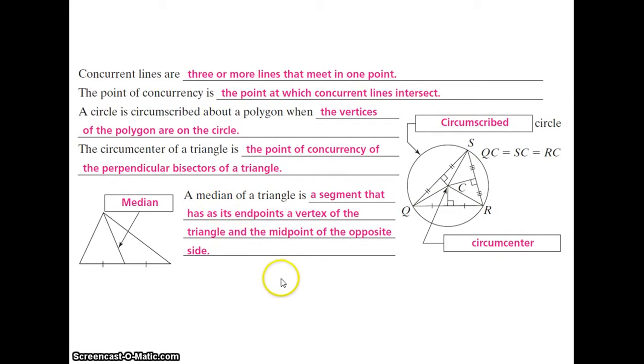A median of a triangle is a segment that has as its endpoints a vertex of the triangle and the midpoint of the opposite side. So you start here and you go down to the exact middle point between these two vertices of the triangle, or opposite, go from the exact middle point up to there.